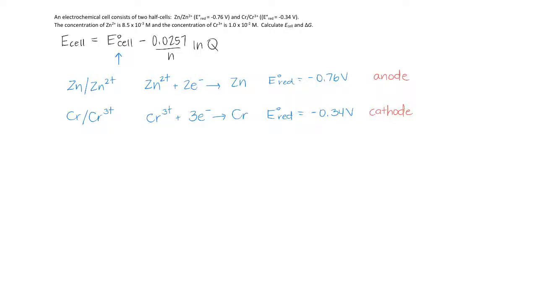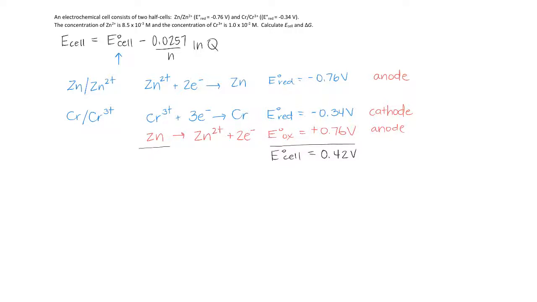So let's write the zinc reaction as an oxidation. This time we have zinc losing 2 electrons, and instead of a reduction potential, we would have what we could call an oxidation potential. We can calculate the standard cell potential by adding the reduction and oxidation. So 0.42 volts.